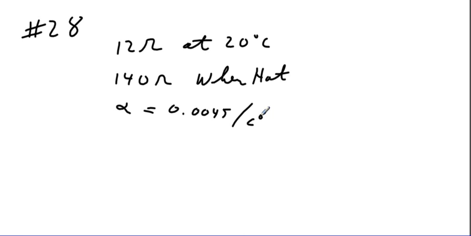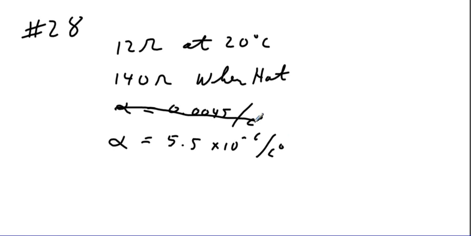Calculate the temperature of the filament when it's hot, and take into account the change in length and area of the filament due to the thermal expansion. Use tungsten, for which the thermal expansion coefficient is 5.5 times 10 to the minus 6 per degree Celsius. Alright, so we want to use a different alpha. We're not using the one from problem 19. Okay, so we're going to do the A part first, and then we're going to do the B part.